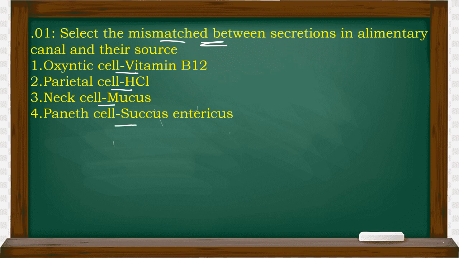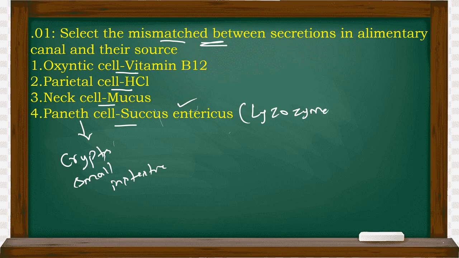So succus entericus, or these paneth cells, are present in the crypts of the small intestine, and they produce succus entericus, and also lysozyme. Lysozyme helps in the process of digestion. Whereas the neck cells, which are present in the alimentary canal, produce mucus in order to avoid the process of autodigestion. The second option, parietal cells, which are a part of the digestive system, secrete HCl in order to digest the food, so that option holds good.